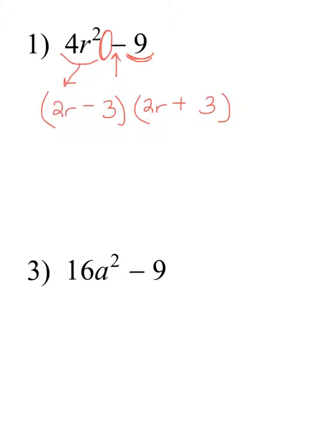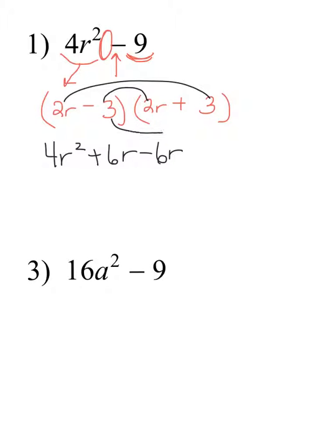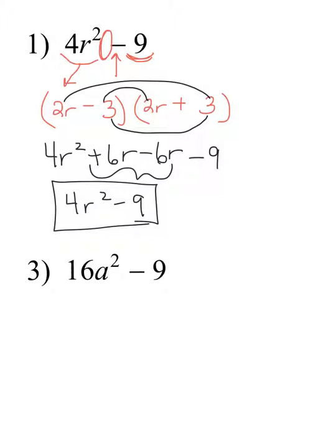So let's just distribute these real quickly to make sure that we have the right answer. So 2r times 2r is 4r squared. And then we have 2r times 3 gives us a plus 6r. And then we have a negative 3 times 2r, which gives us a negative 6r. And then a negative 3 times a positive 3 gives us a negative 9. Now these two terms will cancel one another, and so we're left with 4r squared minus 9, which is what the original problem was. So we've concluded that this is the right answer.